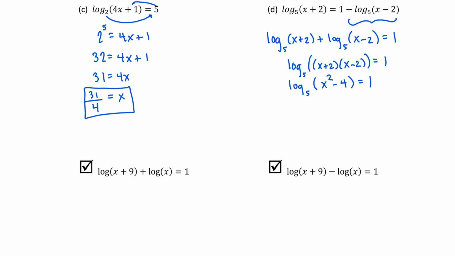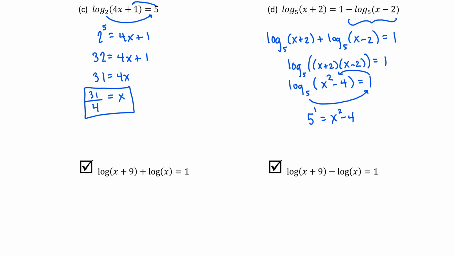Now, this is the part where your brain's going to kind of shut down if you're not familiar with log equations and say, what do I do next? Remember, when we solve equations, we're using the principle of inverses. What's the inverse? How do I undo that logarithmic operation? I use the inverse, which is an exponential operation. So I'm going to take base 5, exponent 1 equals x squared minus 4. Now the equation is no longer logarithmic. Now it is a quadratic equation.